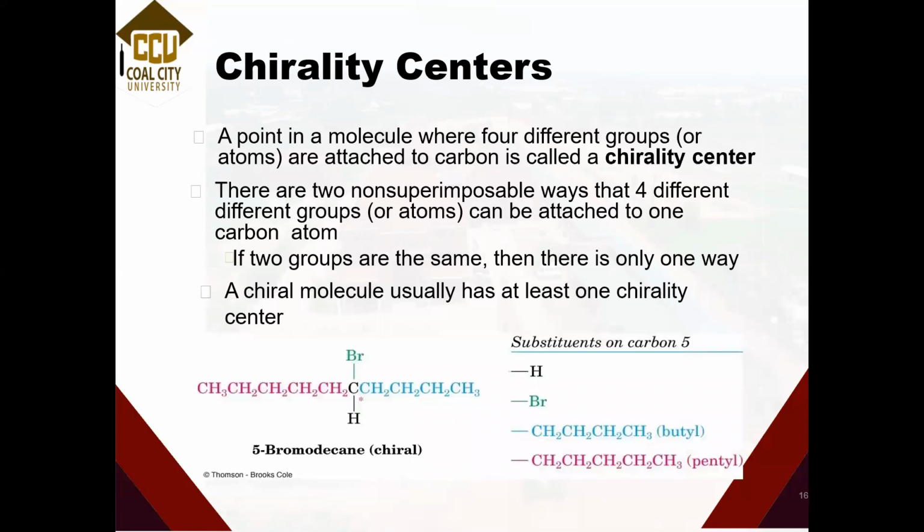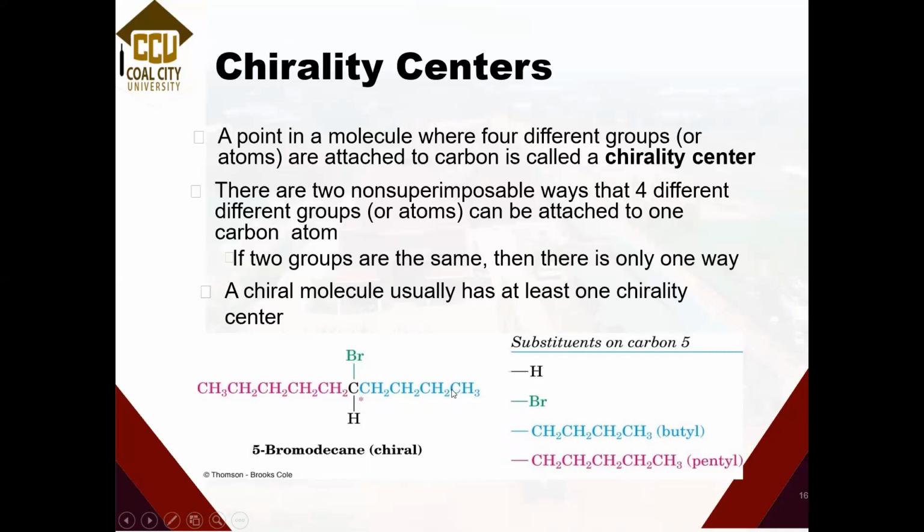Look at this example. This is a 5-bromodecane. You can see I already stated here that it is a chiral molecule. Now, how do I know it is chiral? You will check through all the carbons present in the molecule and see if there's any chirality center, that is, a point in a molecule where 4 different groups or atoms are attached to the carbon. Let's see if we have such a case here.